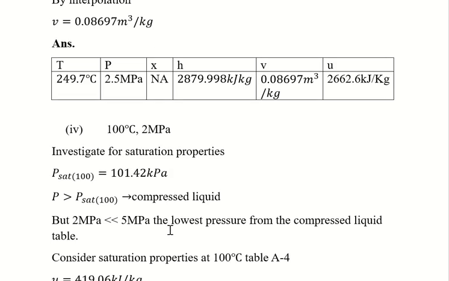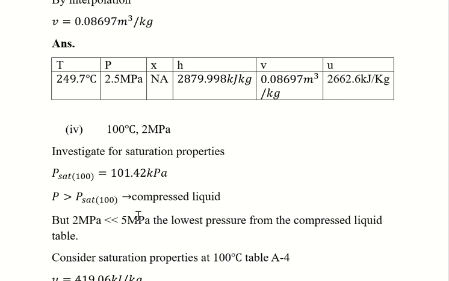Okay, but we have a problem. What we just said is true, there is a compressed liquid. But from the compressed liquid table, the lowest pressure that is catered for, inclusive on the tables, is 5 megapascals. So this 2 megapascals is less than 5 megapascals. So what are we going to do?